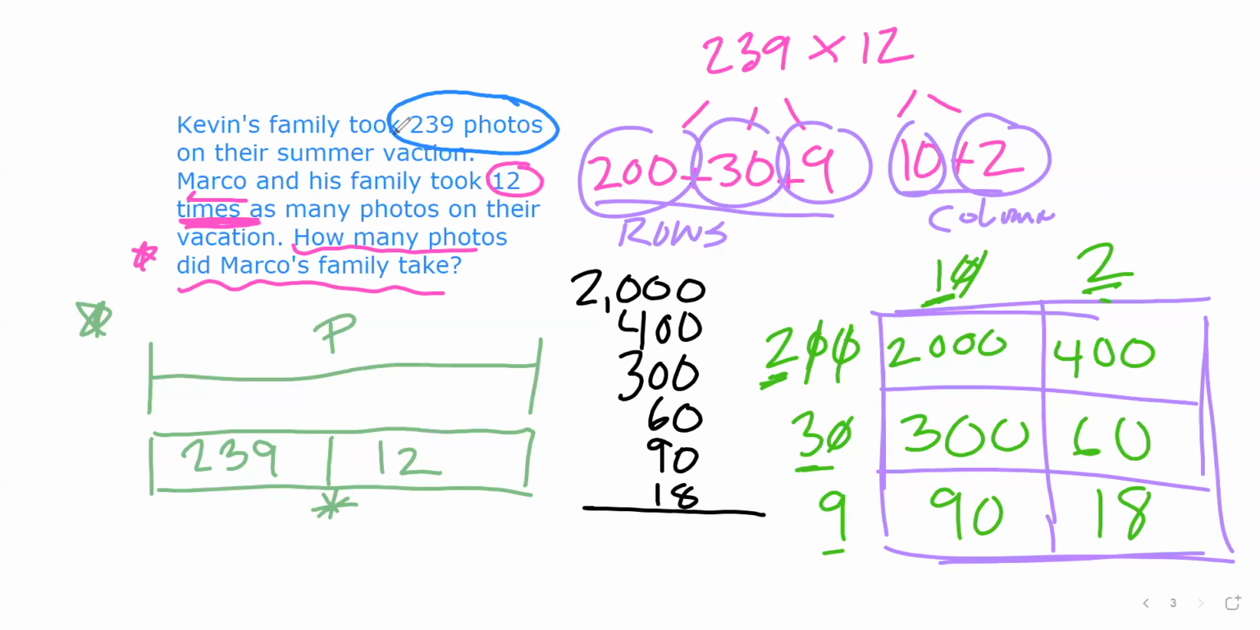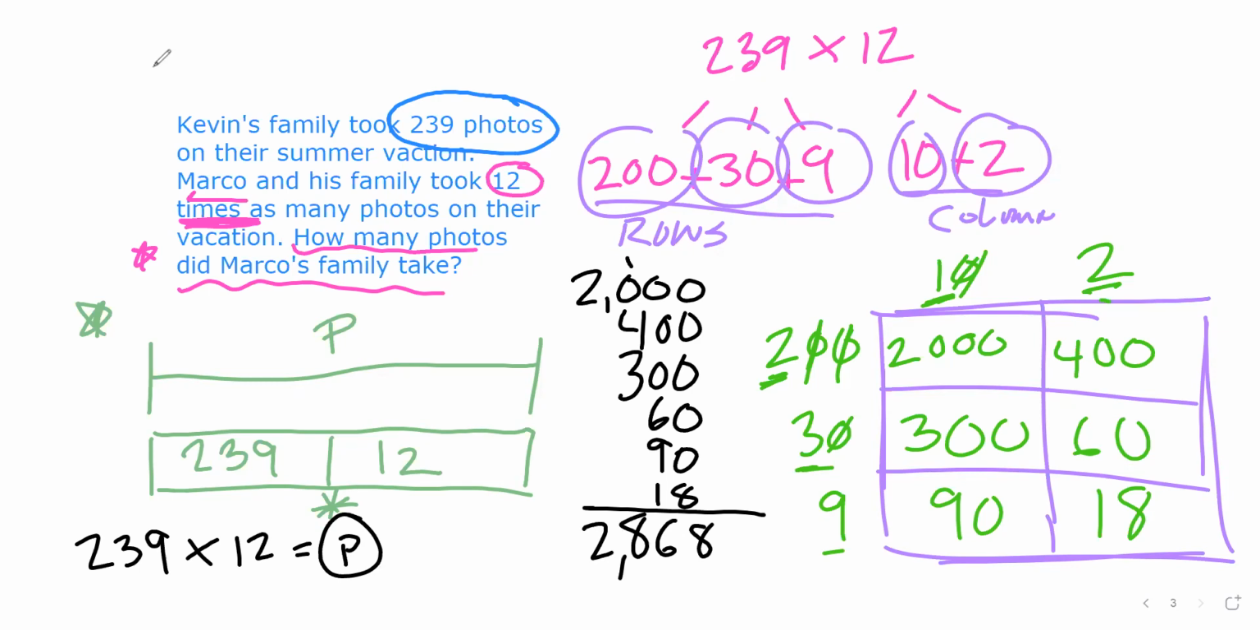All right. And then let's come over here. And what was it? The equation was 239 times 12 equals P. That's what we're finding, P for photos. All right, add this up. 8, 16, 7, 8, 2. So there's the solution.